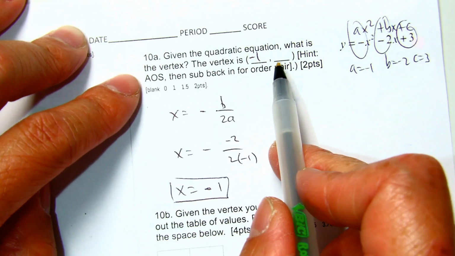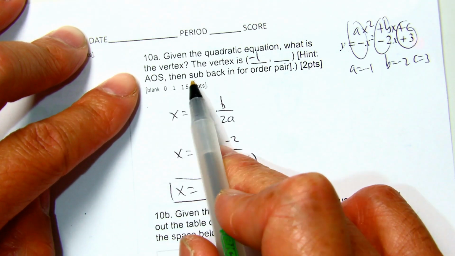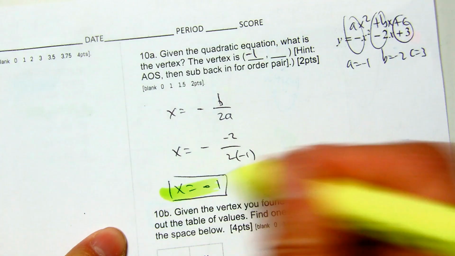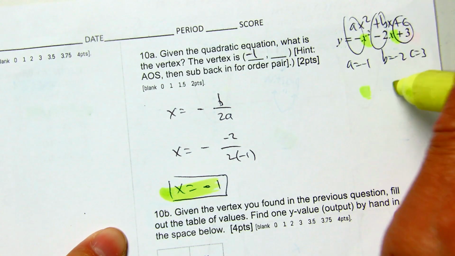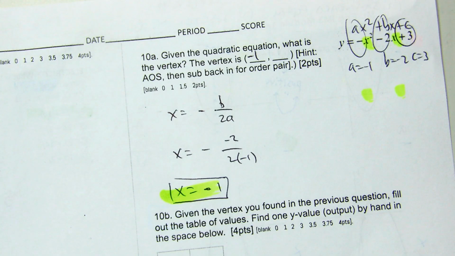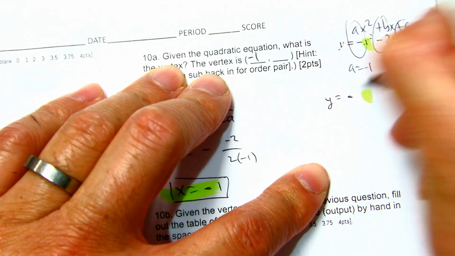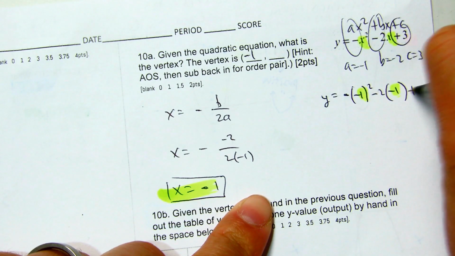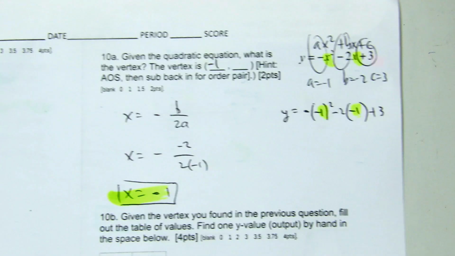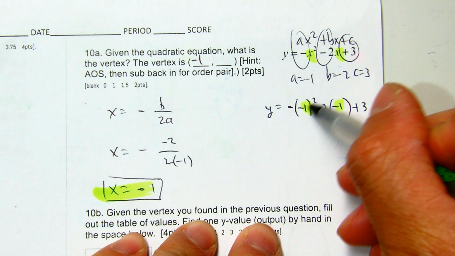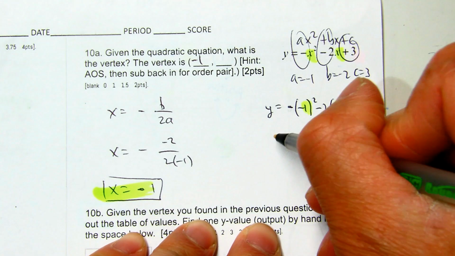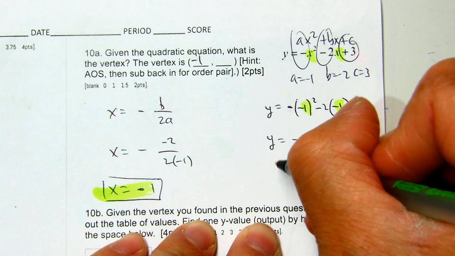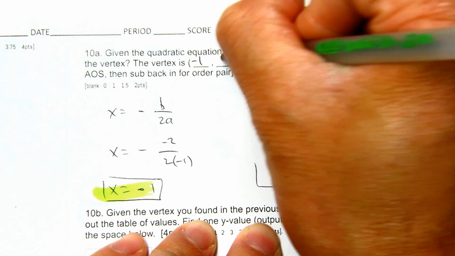How do you find that ordered pair? Hint, the axis of symmetry, then sub it back into the ordered pair. So basically what we're doing is taking this and now putting it in for every x value. Let's do that. y equals, pay attention, that negative sign is on the outside. -(-1) squared minus 2 times -1 plus 3. Exponents first, that's 1. The opposite is -1. That becomes a positive 2. So 5 minus 1 is 4. (-1, 4).